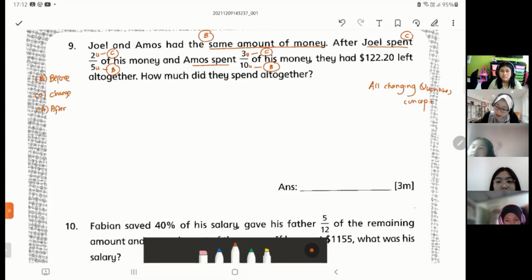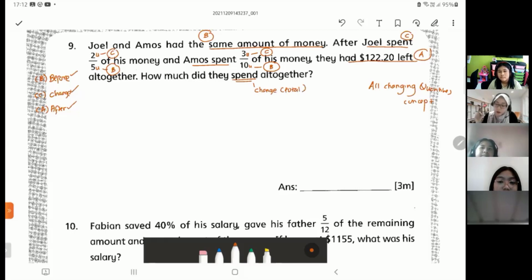Okay, then they have $122.20 left. Left means it's the after. Do I have my before? Yes. Do I have my change? Yes. Do I have my after? Yes. How much did they spend altogether? Means I want to find the change in total. Right, so I have all those information underlined. What do I do now?